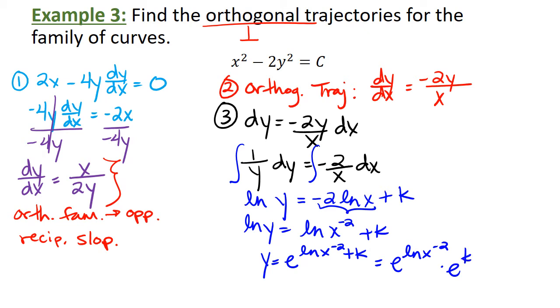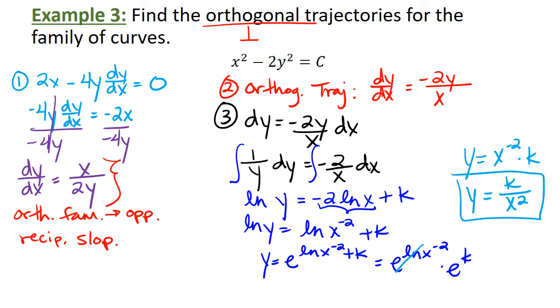And then this all will simplify because e to the natural log cancels. E to the k is simply a constant yet again. So I end up with y is equal to x to the negative power of 2 times k, but cleaning this up a little bit, I have y equals k over x squared. And that represents the orthogonal trajectories for the family of curves.